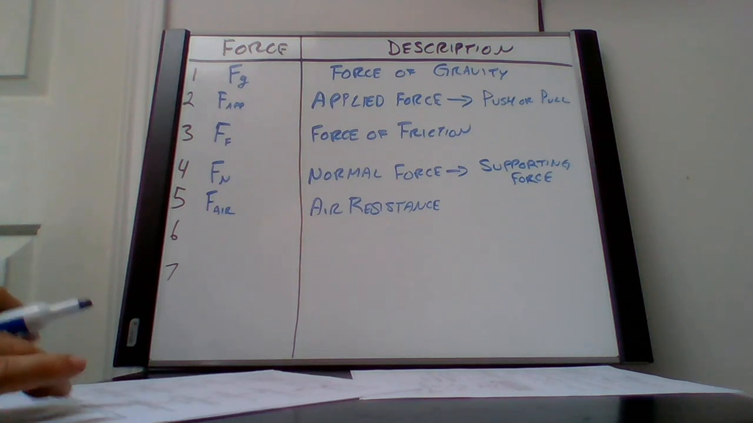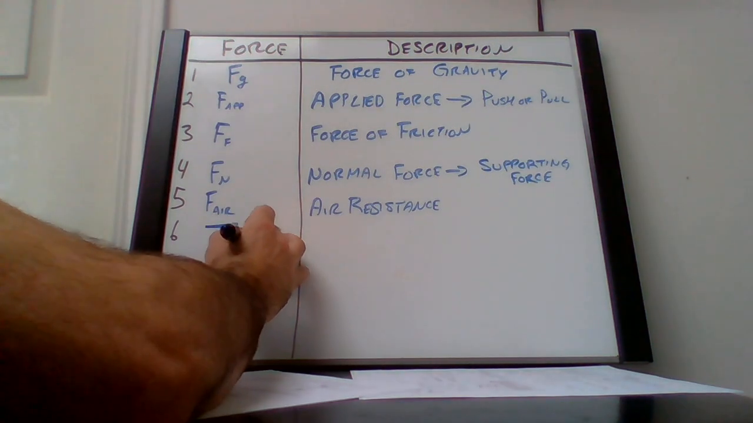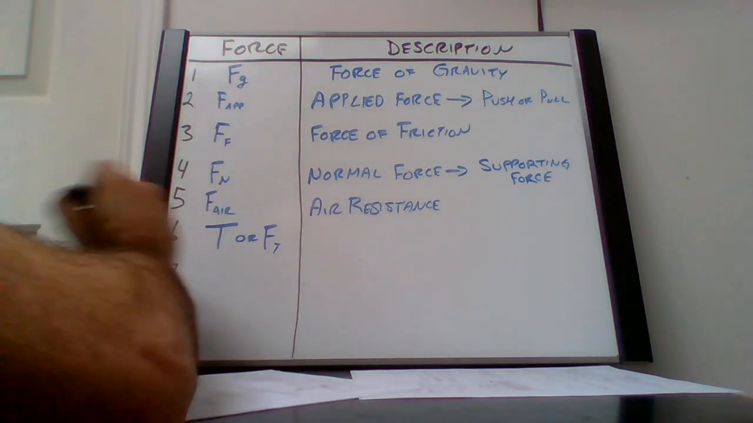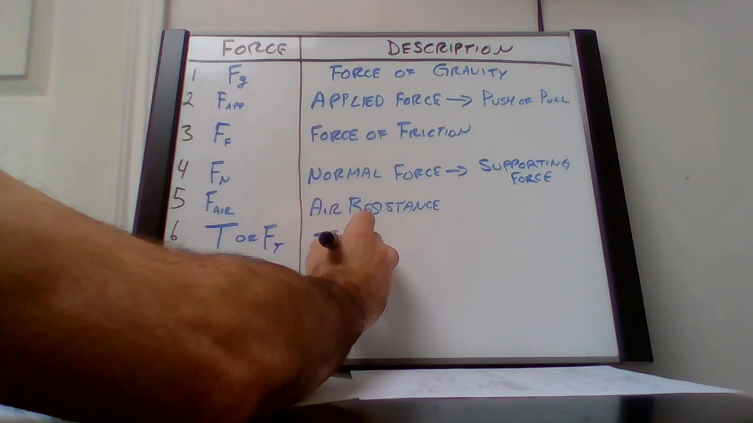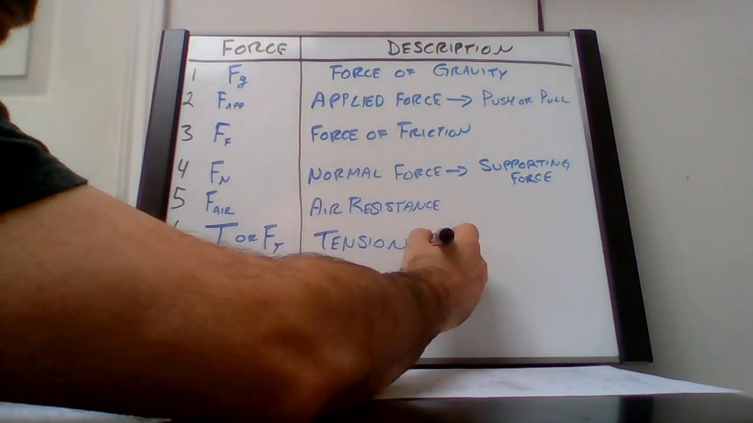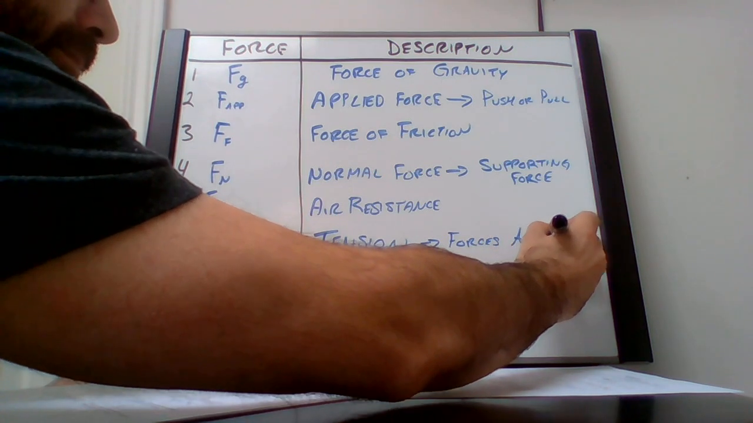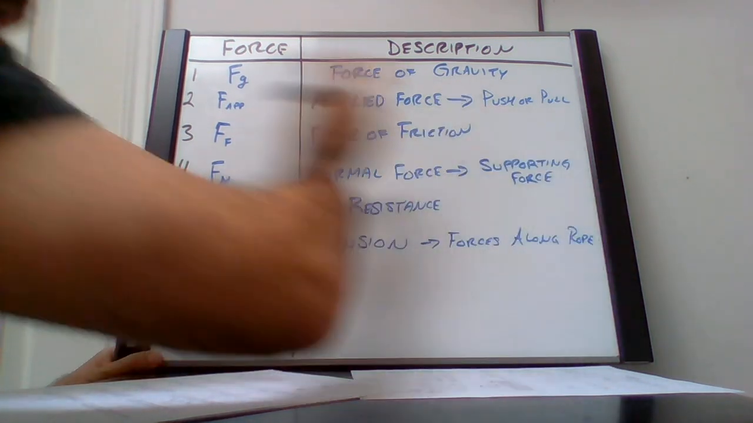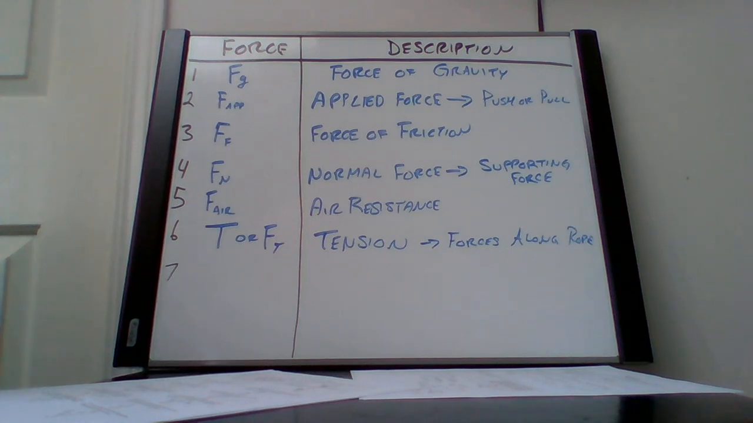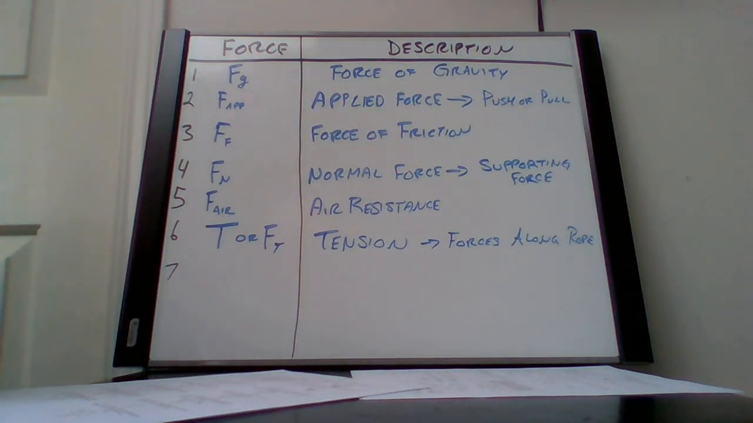Other than that, we've got two different types to talk about here. We've got our T, or sometimes F sub T. This is tension. For tension, we're usually talking about forces along a rope. This will come into play when we're talking about pulley problems, or a tug of war, or if I've got a box attached to a rope and I'm pulling it. There's the force along that rope, and that's the tension.